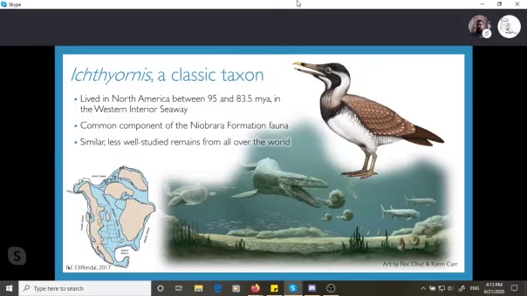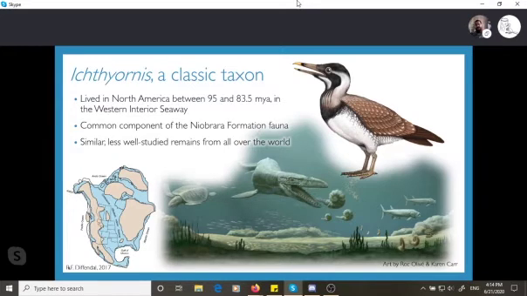This environment has a lot of famous animals like mosasaurs, ammonites, and the like. And Ichthyornis was in fact a very common component of the fauna of this shallow sea. Its material is fairly abundant, but it's usually isolated, fragmentary, and poorly preserved. And it hasn't really been described beyond the initial material.